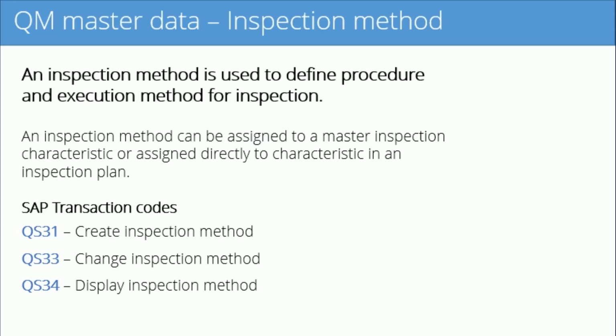Moving on, we come to our second master data in quality planning, which we are discussing here. It is inspection method. An inspection method is used to define procedure and execution method for inspection. An inspection method can be assigned to a master inspection characteristic or assigned directly to a characteristic in an inspection plan. An inspection method is created with transaction QS31, changed with QS33, and displayed with transaction QS34.